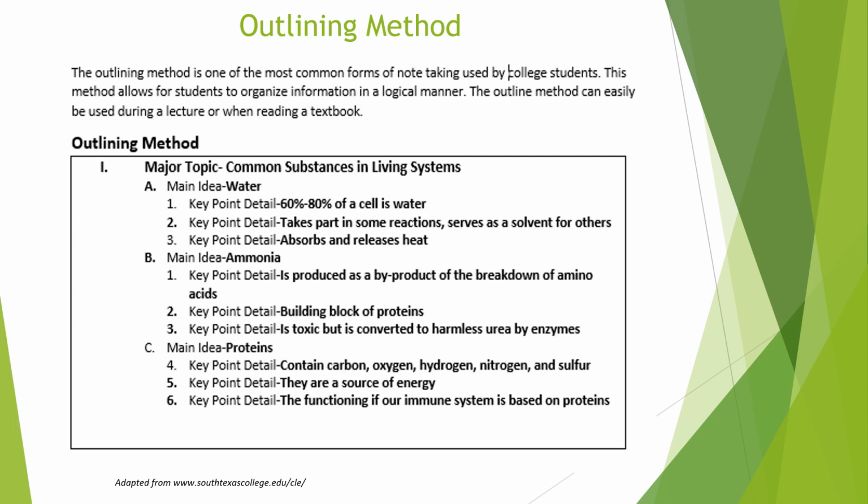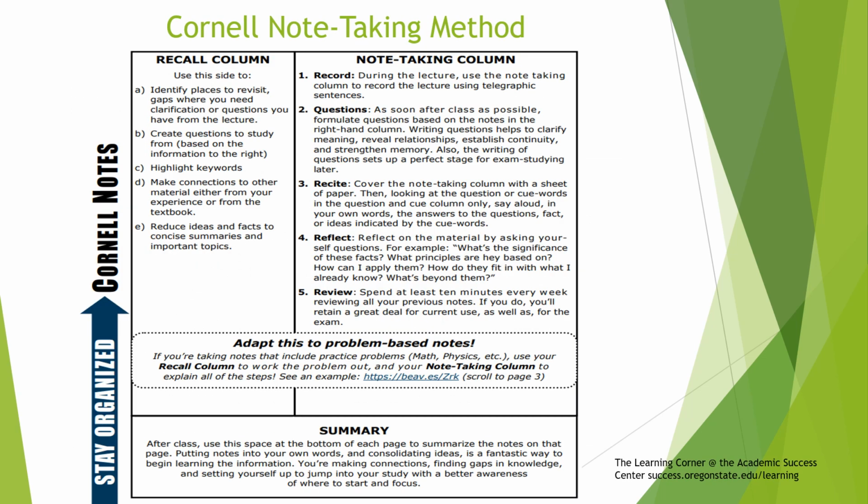This is a very common form of note-taking. It allows students to organize information in a logical manner. You use Roman numerals, letters, and numbers to organize your outline. The outline method can be broken down into major topics, main ideas, and then key points and details. Indenting your information under the main idea can help understanding your written information better. The outline format can be used if the lecture is presented in a structured way and can be most helpful for more traditional courses.